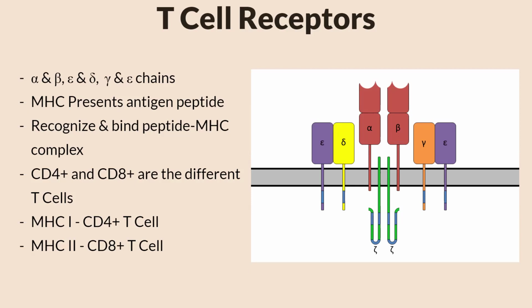Because if you're being presented a complex and you can only bind partially, then you're not specific enough to perform your job. And again, CD4 positive and CD8 positive are the different types of T cells, and they bind specifically their own type of MHC. If we set 4 equals to X, MHC2 is going to bind CD8 plus, MHC1 is going to bind CD4 plus.